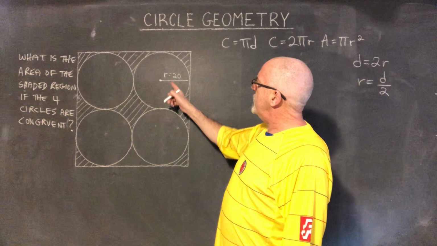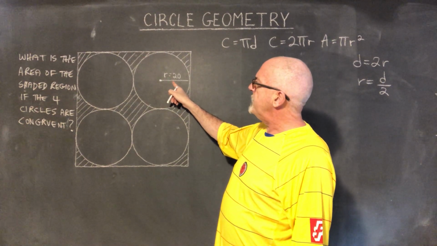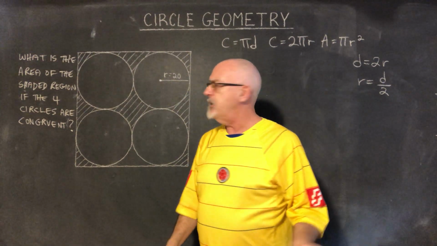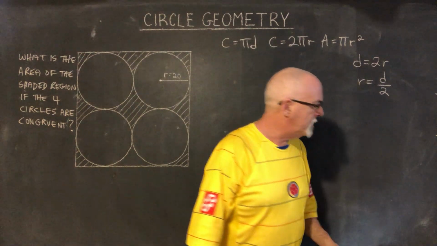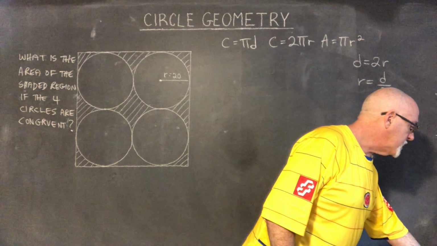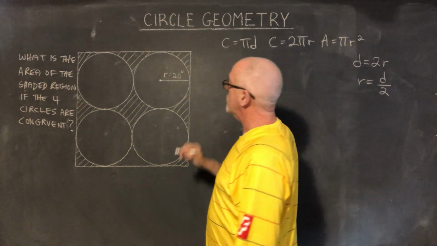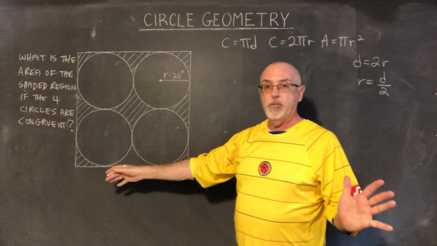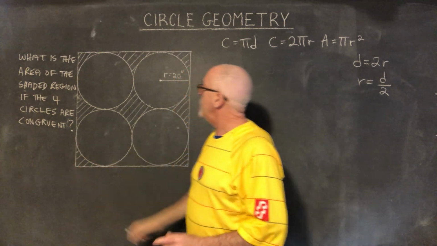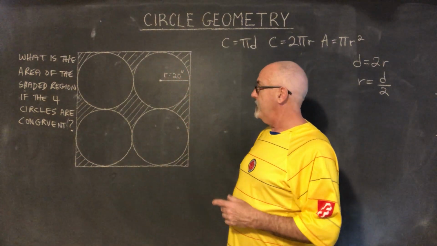Okay, and we have the radius of 20. It doesn't say if it's 20 centimeters or 20 inches. I'm just going to, well, it's inches. So I'll put the little symbol for inches there. So we didn't need much room for the word problem part. We took a lot of room for the diagram part.